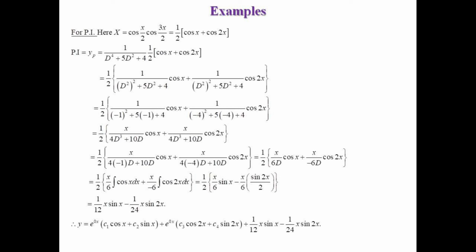So we know that whenever a single D term is available with a cos or sin term, we use the formula 1 upon D into X is equal to integration of X dx. According to that standard formula, we can write this as 1 upon 2 [x upon 6, integration of cos of x dx, plus x upon minus 6 into integration of cos of 2x dx]. After taking the simple integration of the cos terms, we get the final value of the particular integral as 1 upon 12 x sin x minus 1 upon 24 x sin of 2x.